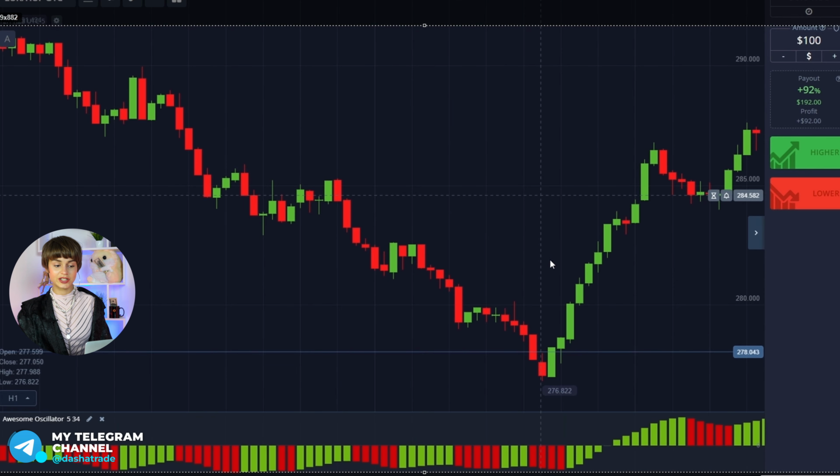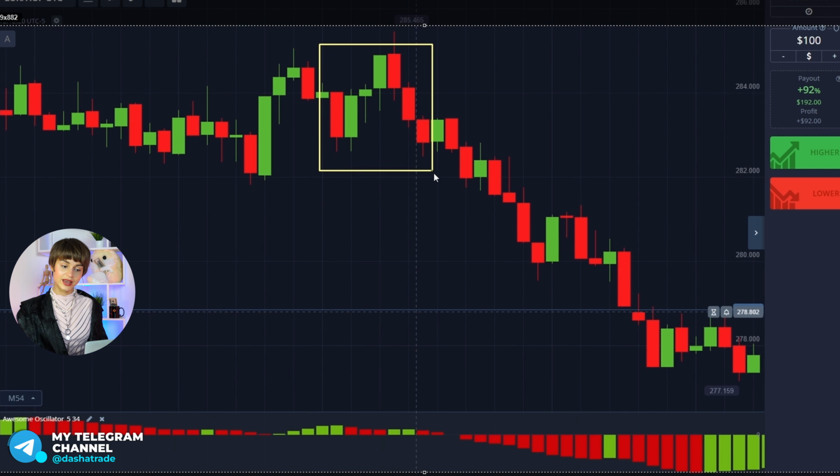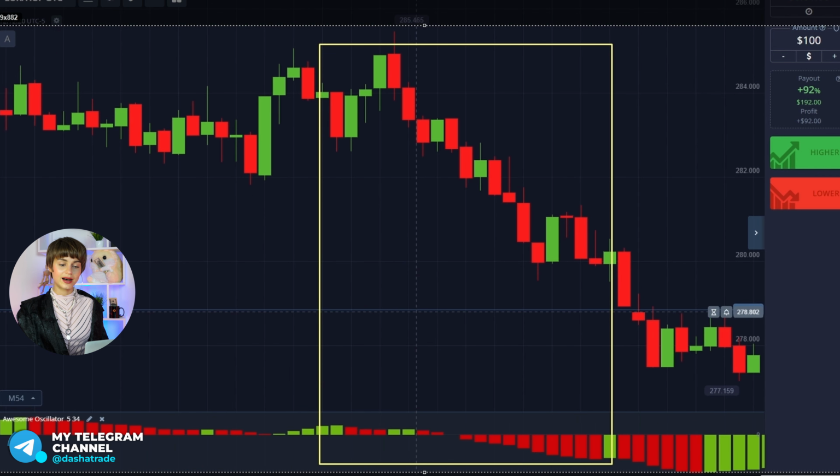For example, let's check this. In this case, there was a downtrend for a long time, and then suddenly it changed to upward. And as soon as we see an intersection, which is accompanied by these columns heading up, from down to up, we open a deal. The same thing with downtrend, guys. In this case, the trend changes to downward, and we see on the indicator there's an intersection while red columns are heading down. And at this moment, we would enter with lower.